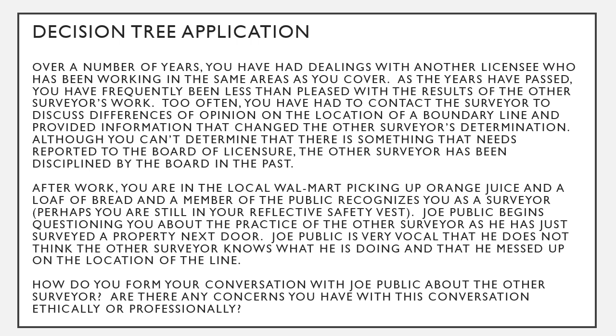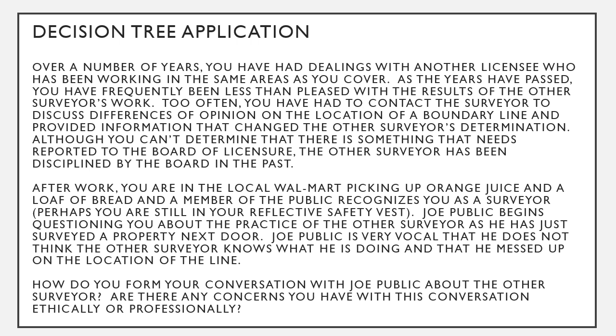Over a number of years, you have had dealings with another licensee who has been working in the same area as you cover. As the years have passed, you have frequently been less than pleased with the results of the other surveyor's work. Too often, you have had to contact the surveyor to discuss differences of opinion on the location of a boundary line and provided that surveyor with information which changed that surveyor's determination of the line. Although you can't determine that there is actually something that needs to be reported to the Board of Licensure, you do know that the other surveyor has been disciplined by the board in the past.